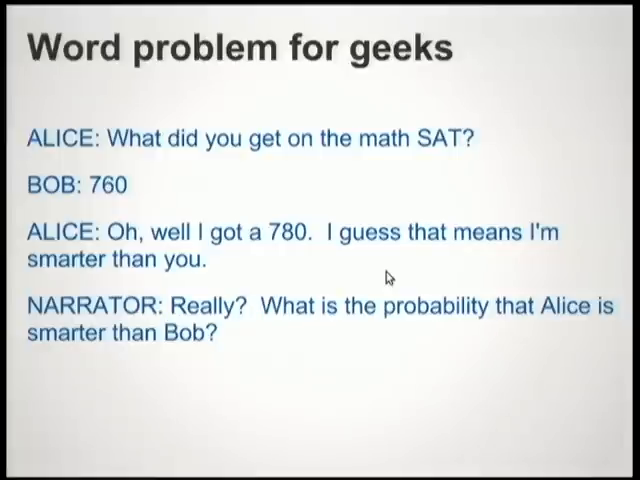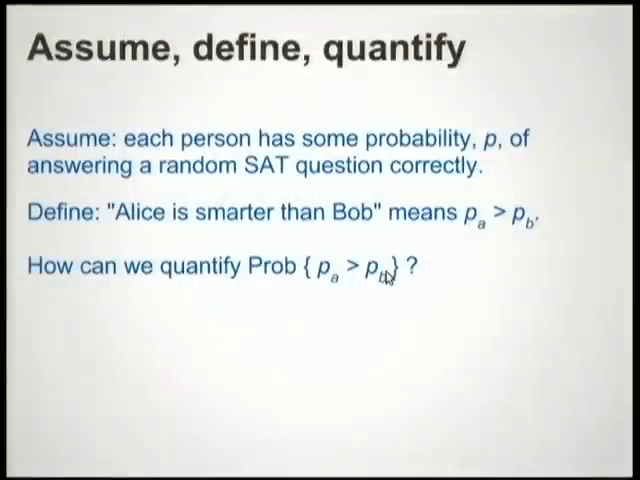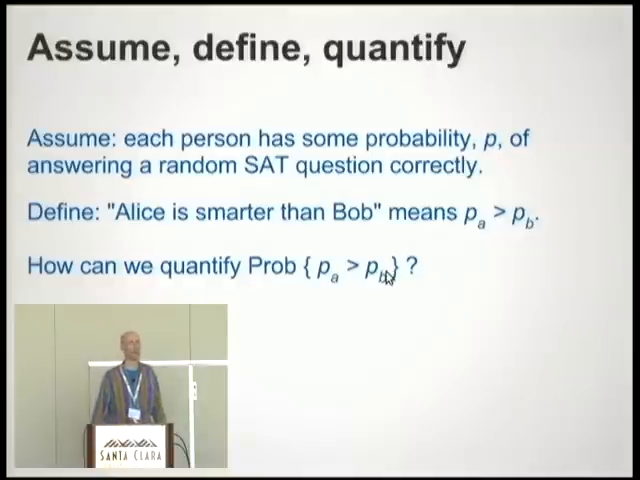Now, I wanted to bring up this example. I mentioned modeling earlier. Again, we're going to have to make some modeling assumptions. We're going to have to define exactly what we mean and figure out how to quantify this stuff. So here's the assumption I'm going to make for now, and we're going to come back to this later. The assumption is that each person has some probability of answering a random SAT question correctly. So if I pull a random question and present it to you, you have a 95% chance of getting it right. You have a 98% chance. Each one of you has some quantity P of getting a randomly chosen SAT question right.